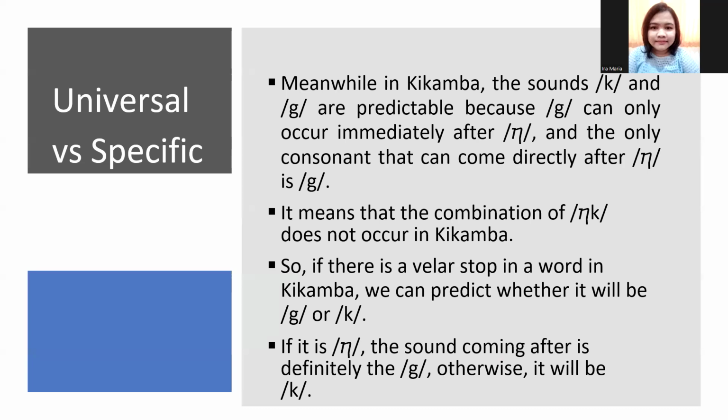Okay, so in summary, when producing the sounds represented by k and g in Kikamba, k is voiceless and is produced with a complete closure of the articulators, followed by a release of airflow without vocal cord vibration. G is voiced and is produced similarly to k, but with vocal cord vibration. So that's how Kikamba speakers produce the sound.